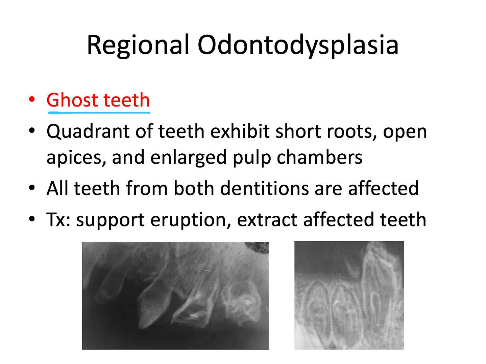Interestingly, it's localized to one quadrant of the mouth. And you're going to get, again, short roots, open apices, enlarged pulp chambers, all this stuff. And like all the other ones we've talked about in this category, it affects all teeth from both dentitions.